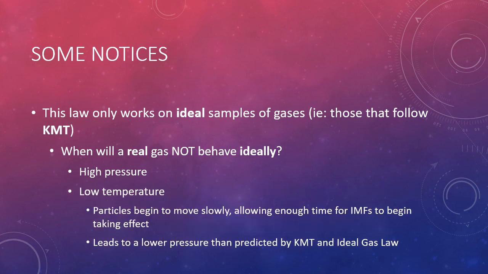Low temperature is also very bad for gases. At a low temperature, the particles begin to move much slower, which allows time for intermolecular forces to take effect, even though they are not supposed to really be present in this state. This means the particles begin to stick together, and therefore, because there are now fewer particles, there are fewer collisions. This leads to a much lower pressure than would be predicted by kinetic molecular theory. So please be careful. Ideal gases must follow the 5 principles of the kinetic molecular theory, and the ideal gas law only works on ideal samples.